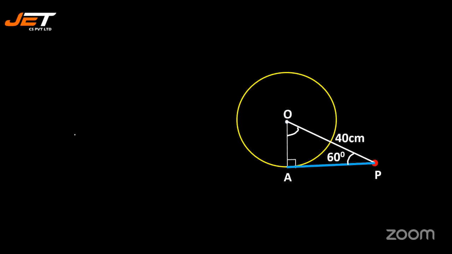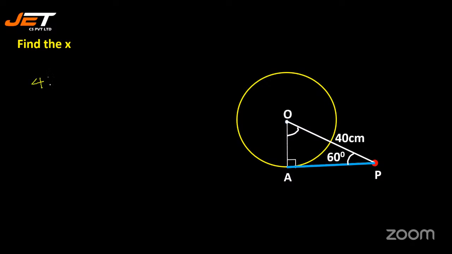All right. Now see the next question. Here we are asked to find out the value of x. Okay. So here you can use cos 60. All right, students. So here we can use cos 60. So cos 60 is nothing but half. All right. So what is the value of cos 60? It is nothing but half.